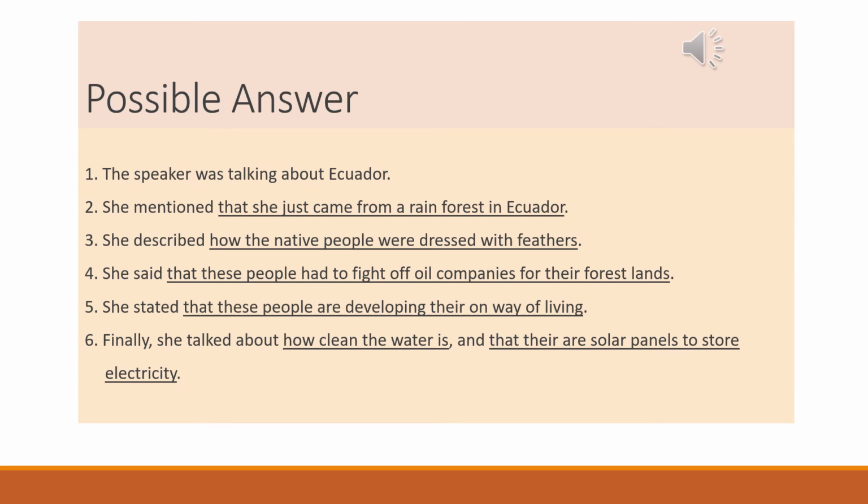The speaker was talking about Ecuador. She mentioned that she just came from a rainforest in Ecuador. She described how the native people were dressed with feathers. She said that these people had to fight off oil companies for their forest lands. She stated that these people are developing their own way of living. Finally, she talked about how clean the water is and that there are solar panels to store electricity.